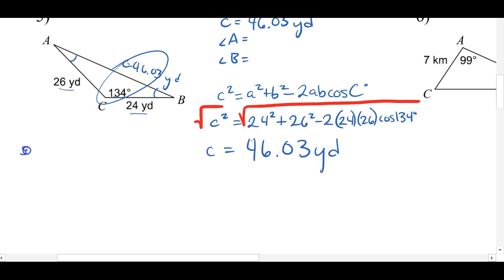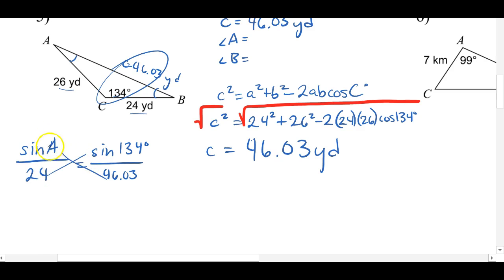Okay, so let's look for angle A. So we do sine of A. Remember, if we're looking for the angle, we put the angle sine on the top, and the side opposite, that is 24. And then the pair we're going to use is 134 degrees, and its opposite side, 46.03. And then let's cross multiply. And we're trying to isolate this A, so let's just bring this 24 up here. So now 24 times the sine of 134 divided by 46.03.